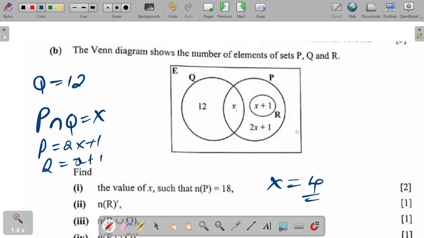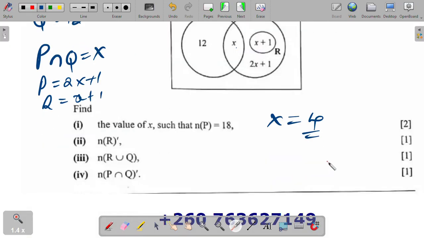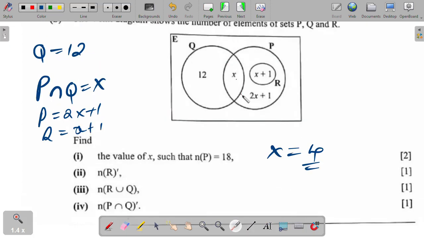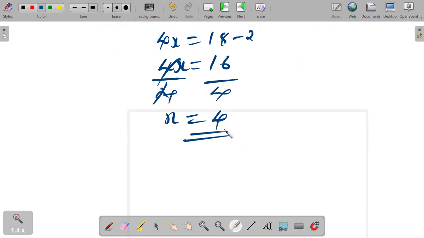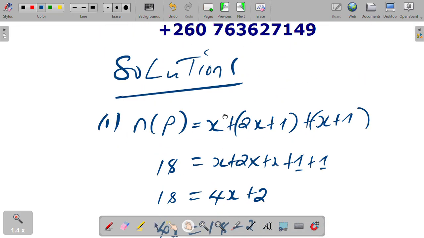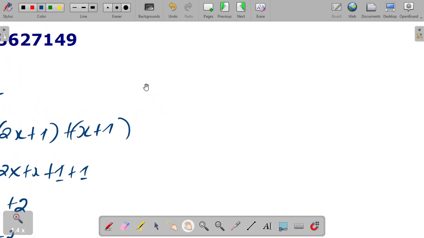So we know that in the middle here, wherever there's x, our value is equal to 4. You have seen how we have found x. We added the elements here, there, and there, and then found the value of x by forming an equation. You're going to realize that when we replace x in this equation, it balances and we find 18. This is how you find the first part. Let's go to the second part.